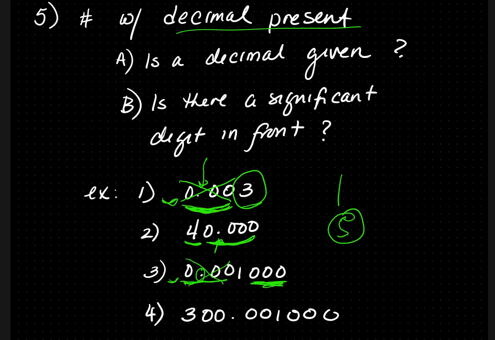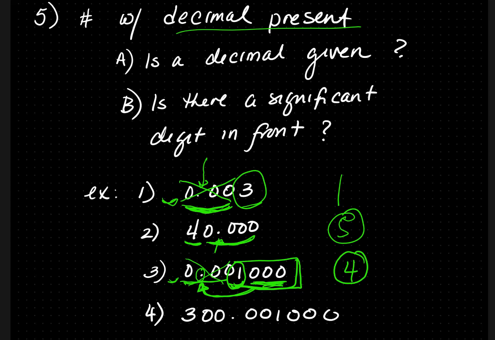Let's look at the second set of zeros. Is there a decimal given? Yes, right here. The decimal is given. Is there a significant digit in front? Yes, there is, this 1. So that makes all these zeros significant. So in number 3, there are 4 significant digits.